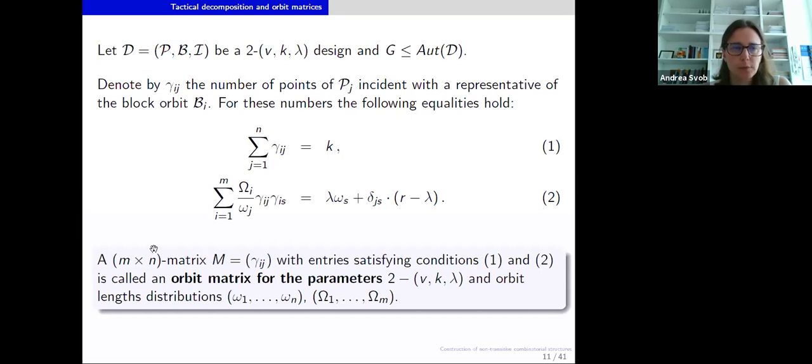Okay, so we can now define an orbit matrix for a 2-(v,k,lambda) design to be an m times n matrix M that has entries gamma ij, if this matrix is satisfying conditions 1 and 2. This matrix is called an orbit matrix for the 2-(v,k,lambda) design and orbit length distributions omega 1 up to omega n and capital omega 1 up to capital omega m.